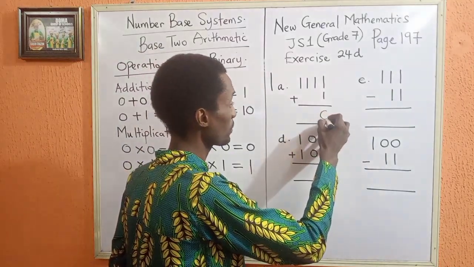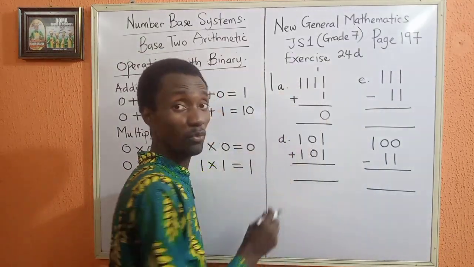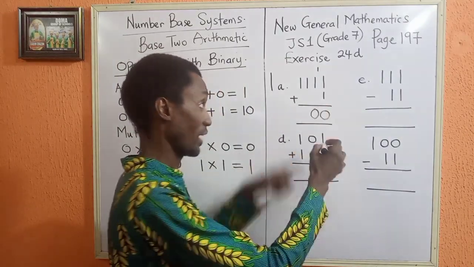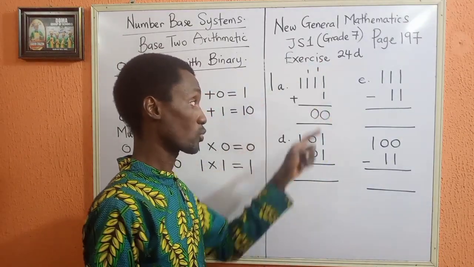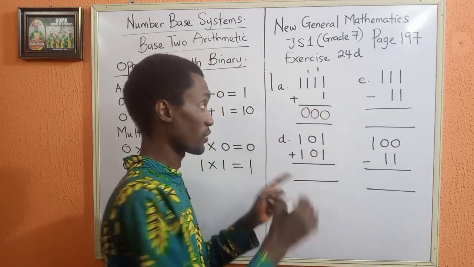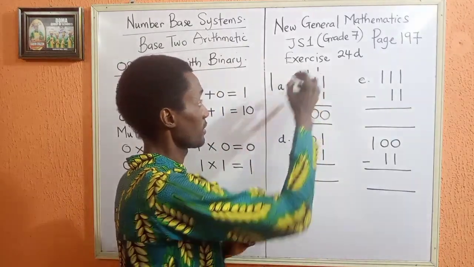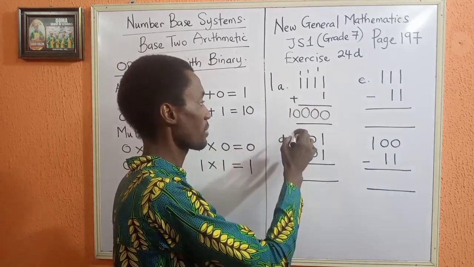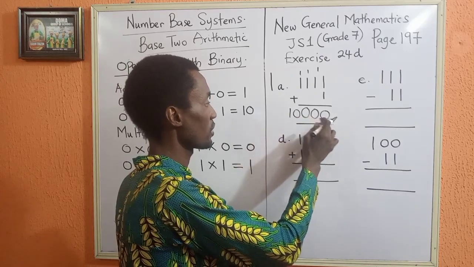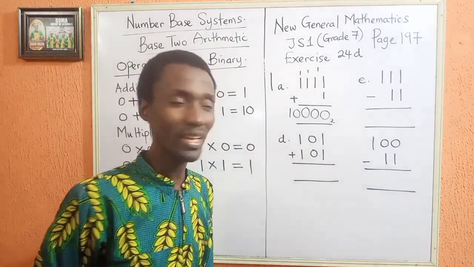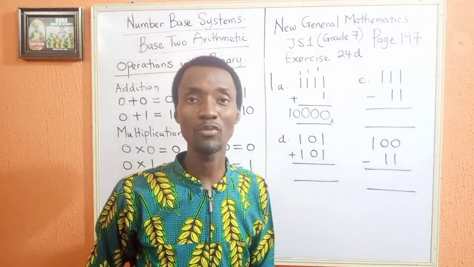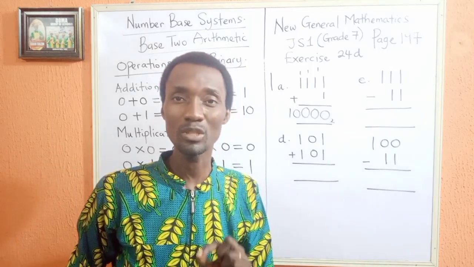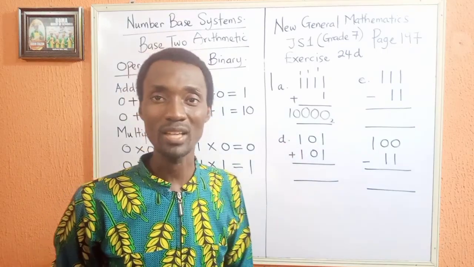So we'll put down the 0 and carry 1. 1 plus this one will give me 1, 0 again. I have another carry. 1 plus 1 will give me 1, 0 again. I have another carry, and 1 plus 1 will give me 1, 0. So my answer becomes 1, 0, 0, 0, 0 base 2. Notice I have not said 10,000. If you mention 10,000, you're talking of base 10. But because you're dealing with base 2, this is what we expect your answer to look like.